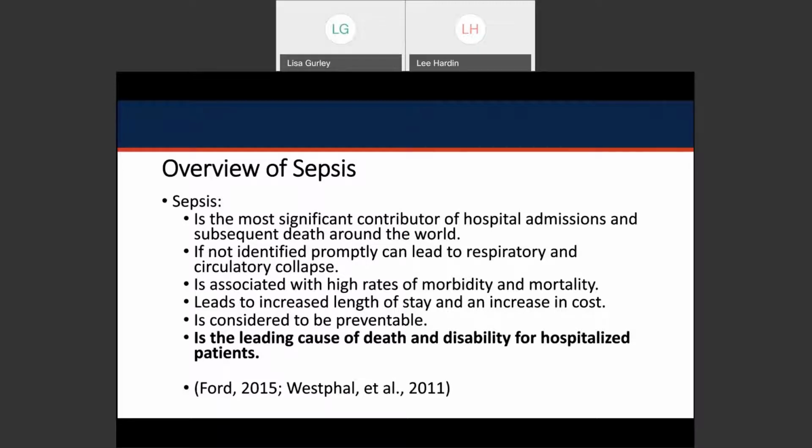Sepsis is the most significant contributor of hospital admissions and subsequent death around the world. If not identified promptly, it can lead to a respiratory and circulatory collapse, is associated with high rates of morbidity and mortality, leads to increased length of stay and an increase in cost, is considered to be preventable and treatable, and is the leading cause of death and disability for hospitalized patients.